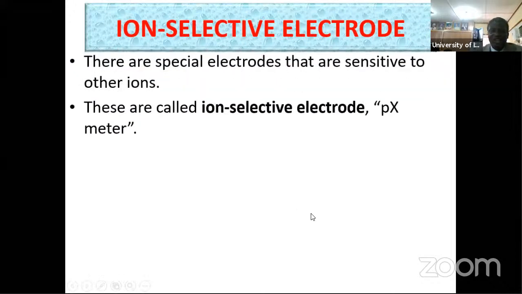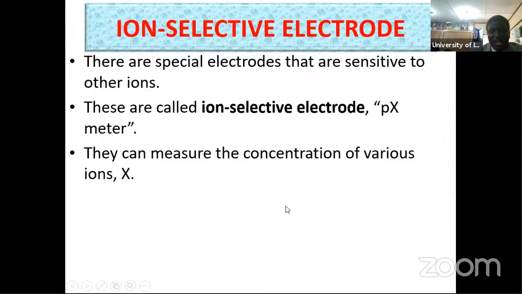Now the question is, we have this glass electrode, you can use it for hydrogen. Why do you still need an ion selective electrode? Normally, instead of writing pH, you write pX, X now representing the ion that you are checking on. When you are checking on hydrogen concentration, you have pH. When you are checking on chloride concentration, then it will be pCl. When you are checking on any other thing, it will be p of that value.